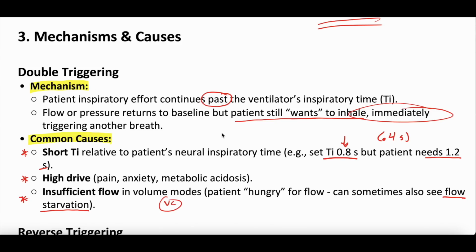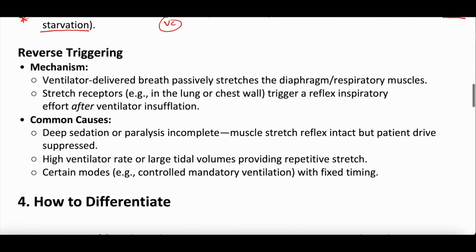What about mechanisms and common causes of reverse triggering? Very different than double triggering. The mechanism here is that the ventilator delivers a breath passively. The patient is not prompting that breath. And that passive breath stretches the patient's diaphragm and the respiratory muscles. This kind of stretch reflex then triggers a reflexive diaphragmatic contraction that the ventilator mistakes for the patient wanting a breath, so the ventilator delivers a second immediate breath.